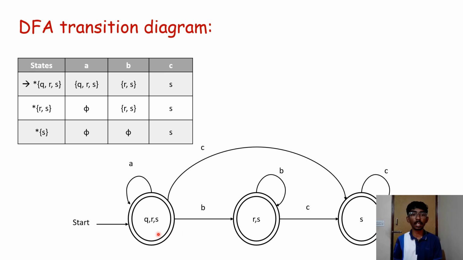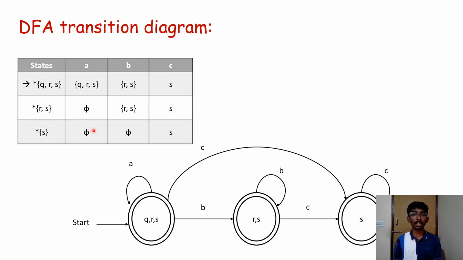Here we can see there are three states included from the table. All these three are indicated with double circles because all of them are final states. On giving input A to the QRS state, there is a self loop, it comes back to the same state. On giving B input to the QRS state, it takes us to the next state, that is RS. And on giving C input to the QRS state, it takes us to the final state, that is S. That is also a final state.